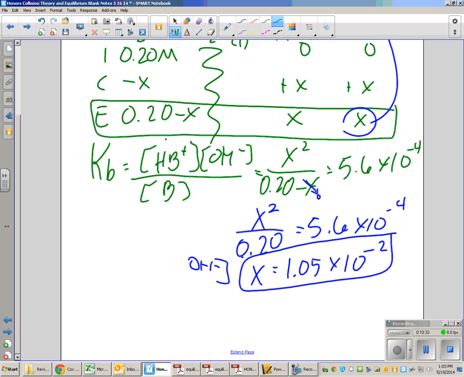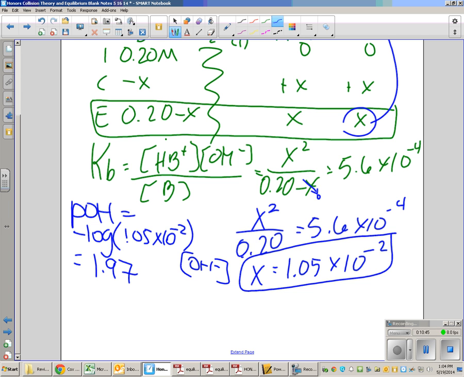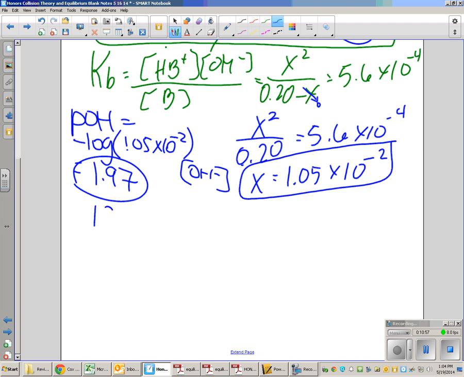pOH, right. So pOH is equal to negative log of 1.05 times 10 to the negative 2. So pOH is equal to what? 1.97. Thank you. So what's pH? 14 minus 1.97. Do it in your head. 12.03. Thank you. You can do that.